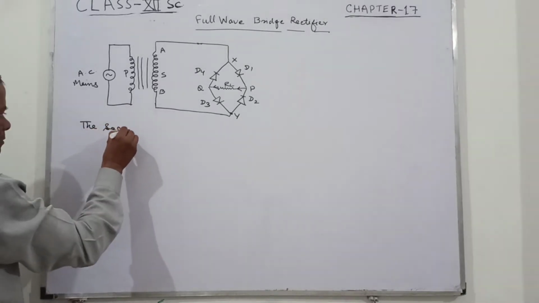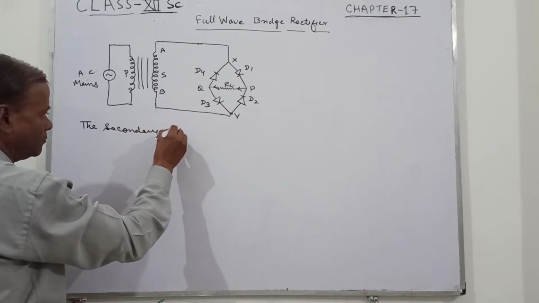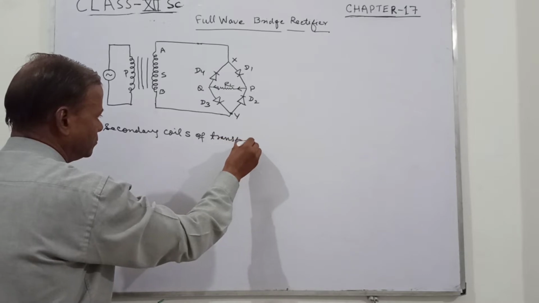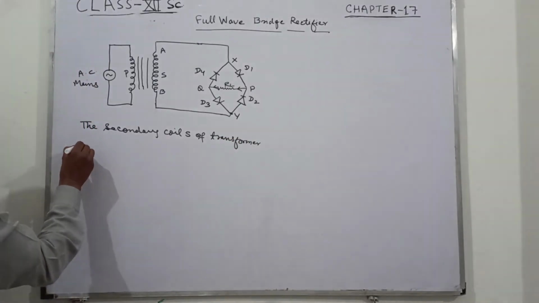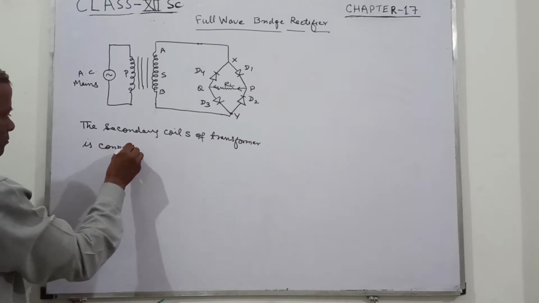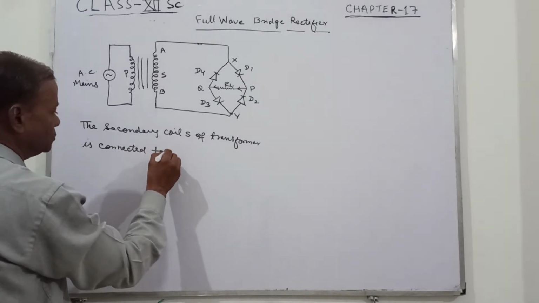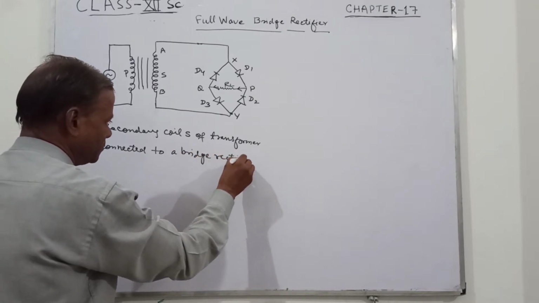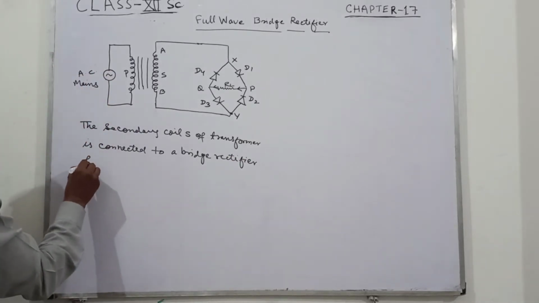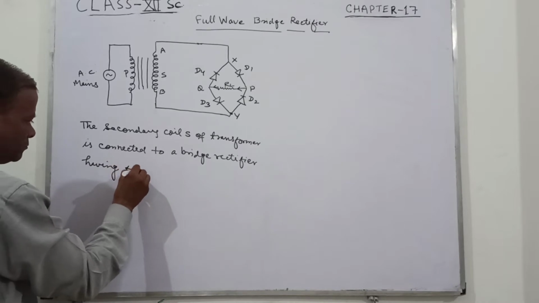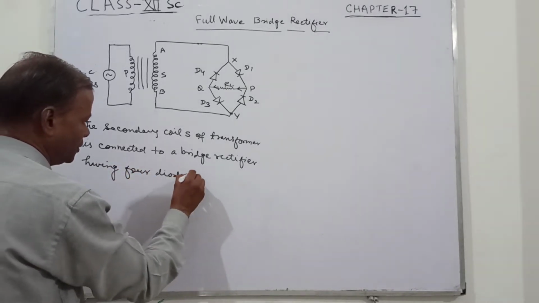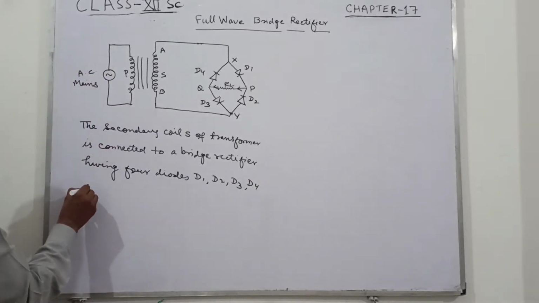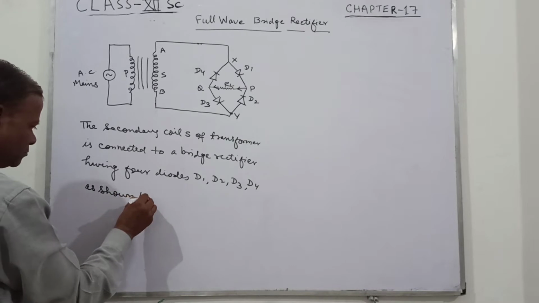The secondary coil S of the transformer is connected to a bridge rectifier having 4 diodes, D1, D2, D3 and D4, as shown in the figure.